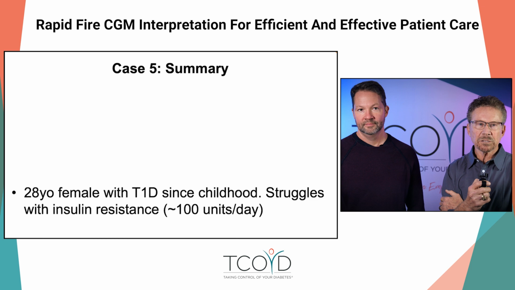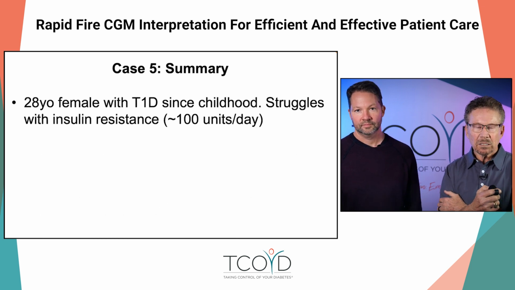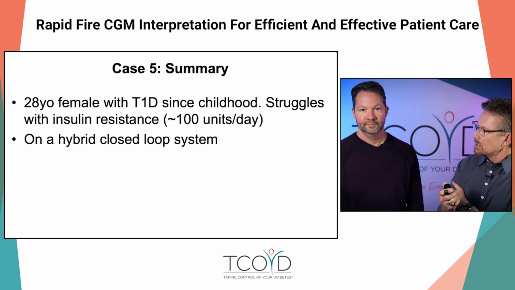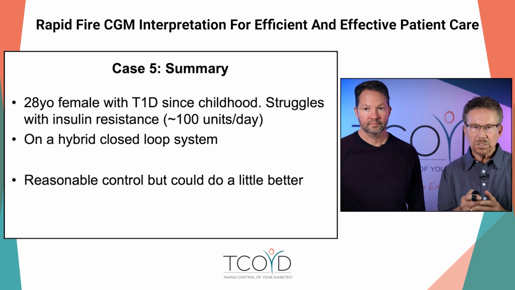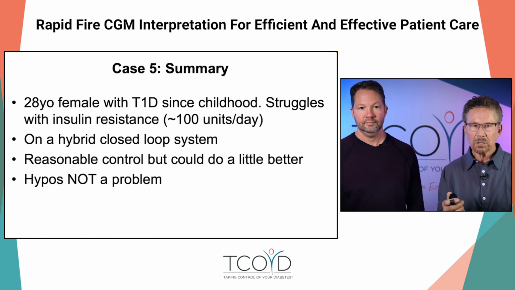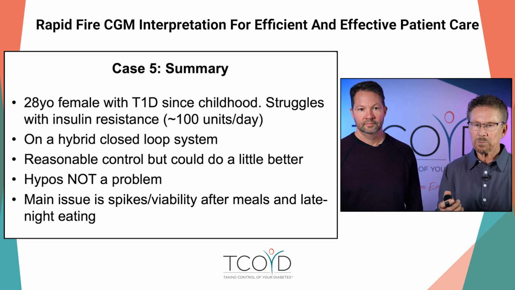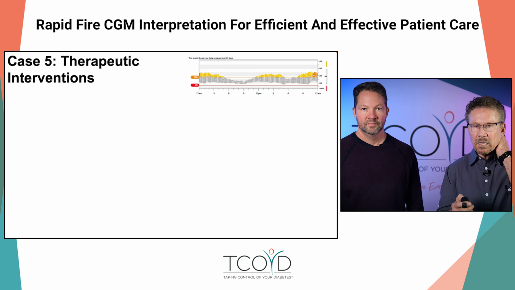Yeah. So here's the summary. 28-year-old female, T1D since childhood. She struggles with insulin resistance. She's on a hybrid closed loop system. Good going. It is that characteristic 24-hour profile. Reasonable control, but could do a little better. Hypos are not a problem, and her main issues are these spikes and variability after meals and late night snacking.